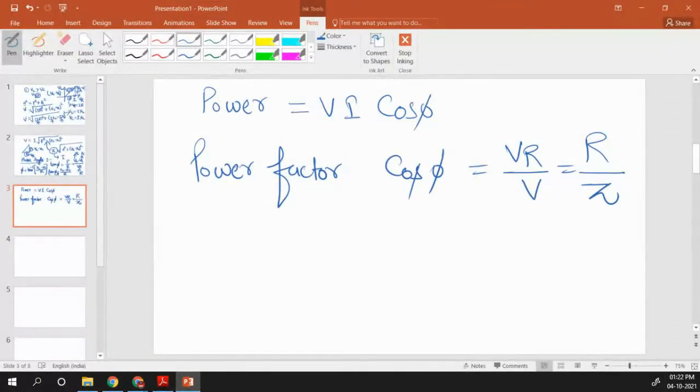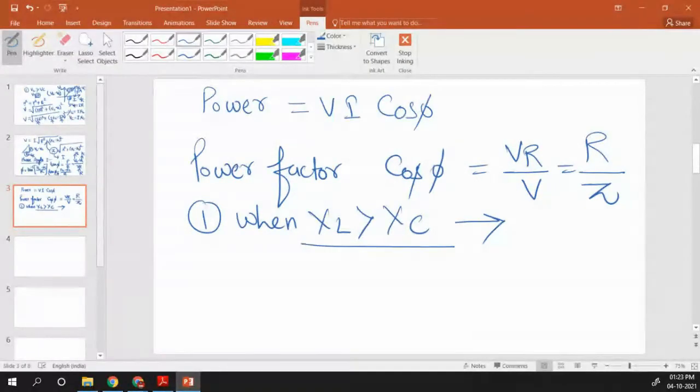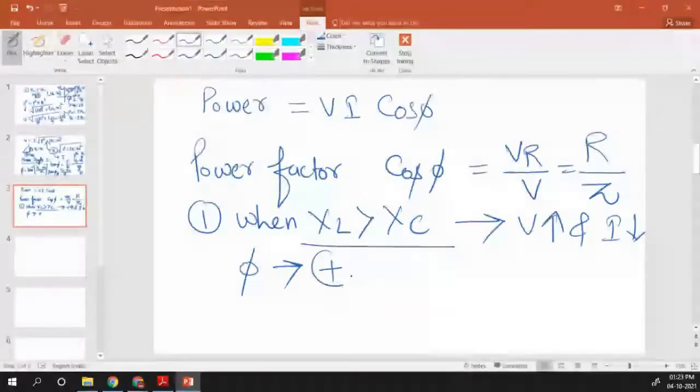Three cases of this RLC series circuit right now. So first case is, quickly give your response. What is the first case? When XL is greater than XC, voltage will lead and current will lag. Okay. And phase angle phi is positive or negative in this case? Positive. Yes, you are right.